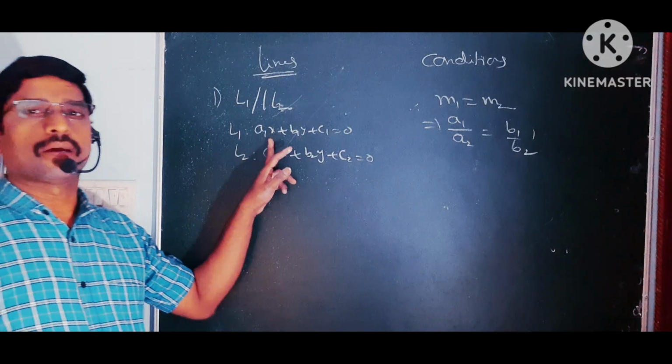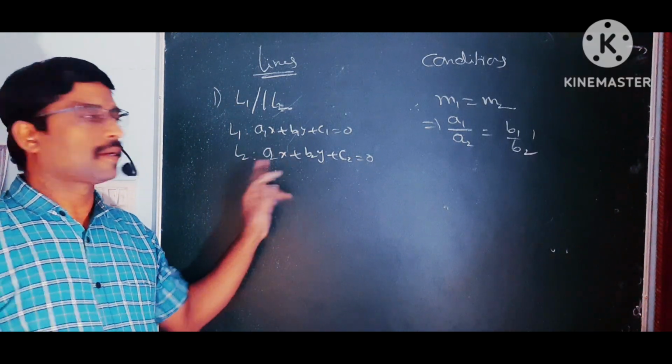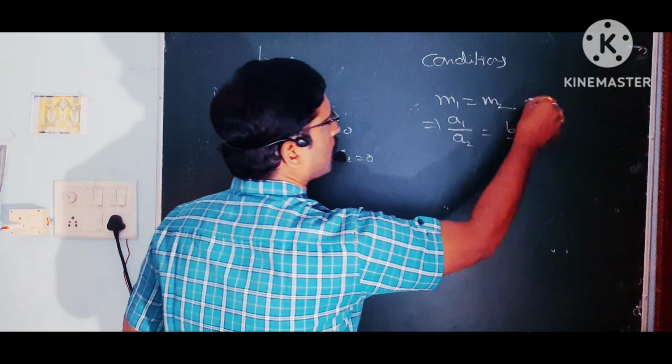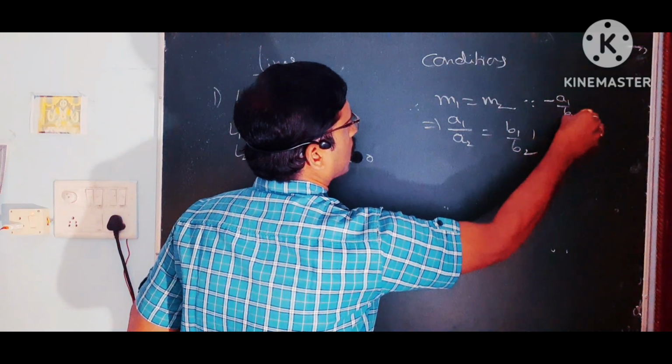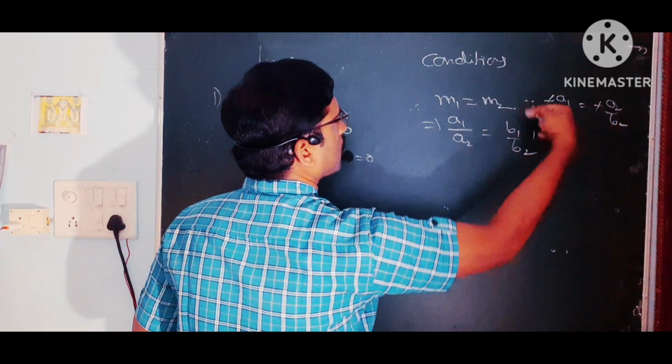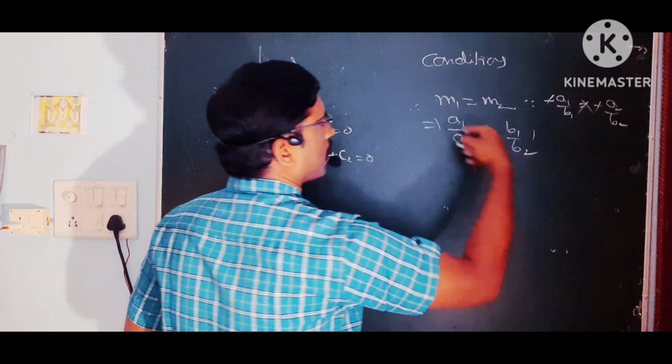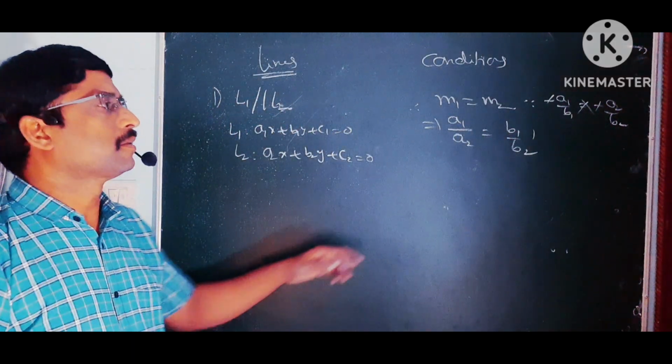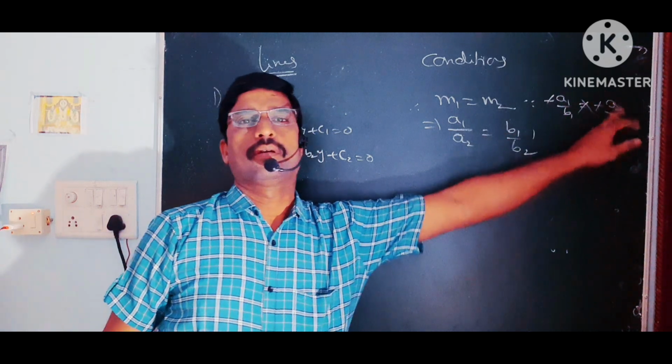This slope how much here? Minus A1 by B1. This slope how much? Minus A2 by B2. Minus A1 by B1 is equal to minus A2 by B2. Now minus gets cancelled. After simplification, we get A1 by A2 is equal to B1 by B2.